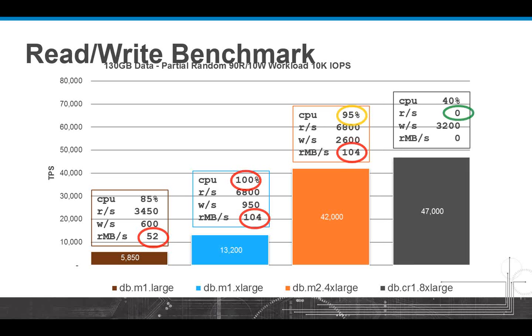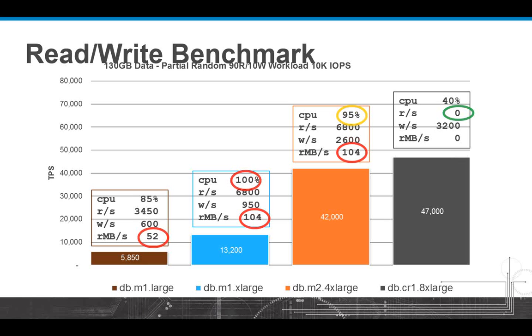With the CR1 8x large instance, it's interesting to note that the reads per second was actually 0, unlike the other instance types. This is because for this particular benchmark, we used an instance with 130 gigs of data, and CR1 8x large has 244 gigs of memory available. The entire database fits in the memory, so you're essentially not going to the disk for performing read transactions.